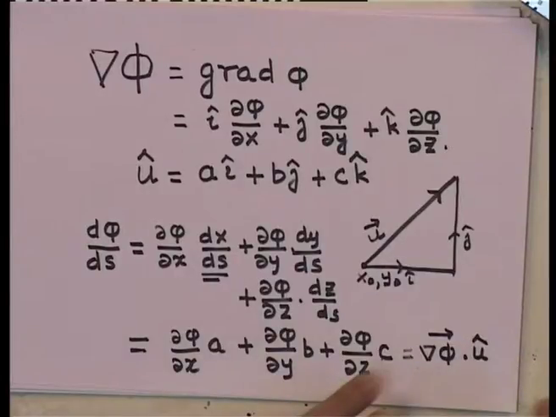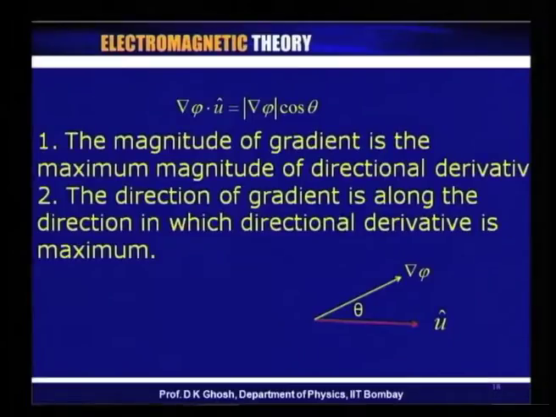Now, once we have derived this, let us look at what gradient means. u is a unit vector. As a result, grad phi dotted with u is the magnitude of grad phi, times the magnitude of u, which is 1, times the cosine of the angle between the gradient direction and the unit vector direction. The unit vector is the direction in which you want to move.